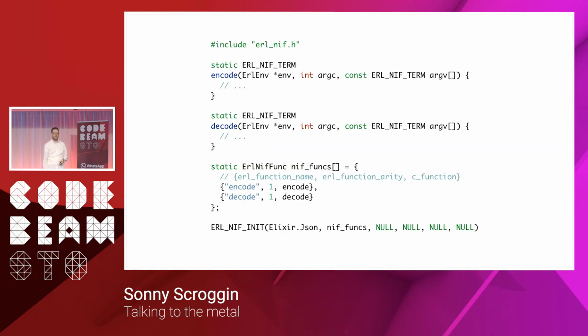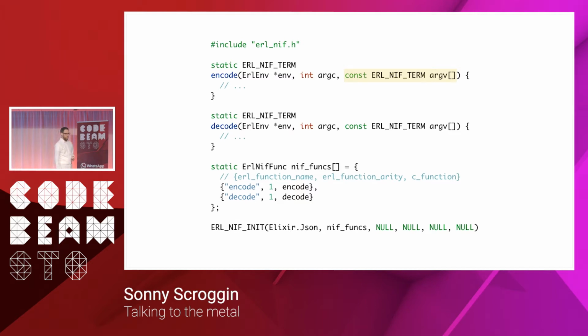All of the functions that you create for NIFs have the same exact structure. It takes an ErlNifEnv type as the first argument. We have an integer containing the number of arguments that the NIF takes, and then we have basically a vector of NIF terms that you can use to read and write from. And then all NIFs return the same type, which is this ErlNifTerm type.